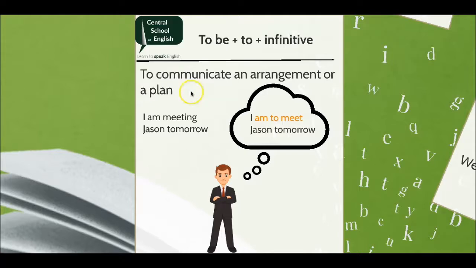For example, I am meeting Jason tomorrow can be written as I am to meet Jason tomorrow. In the first sentence, I use the present continuous to indicate that I have a plan to meet Jason tomorrow. In the second sentence, I use the structure to be plus the infinitive with to indicate that I have a plan to meet Jason tomorrow. However, this sentence is more formal than the first.